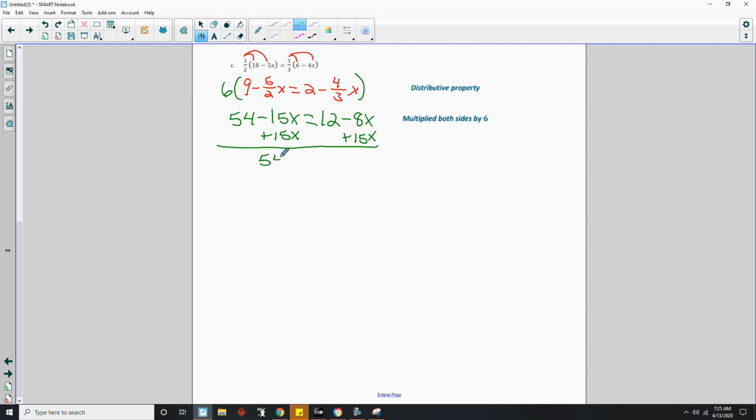These cancel. I get 54 equals 12, and negative 8 plus 15 is a positive 7x. So I'm going to add 15x to both sides. Okay, next step.